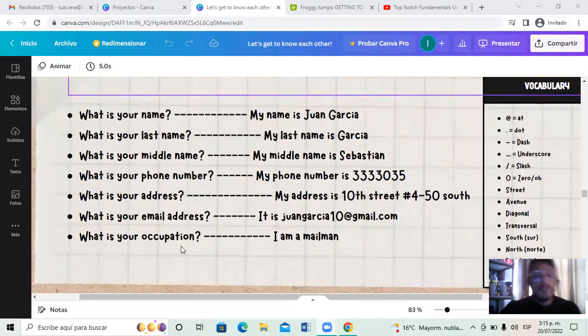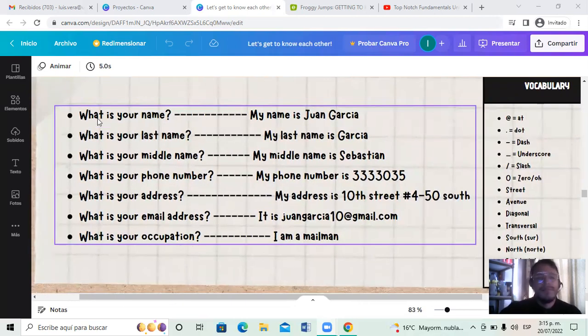So let's pay attention to these questions. What is your name? What is your last name? You see, there is always a structure. Siempre vamos a tener una estructura específica, ¿ok? What, verb to be, possessive, and the information. La información que queramos obtener va siempre a ir al final, ¿ok?